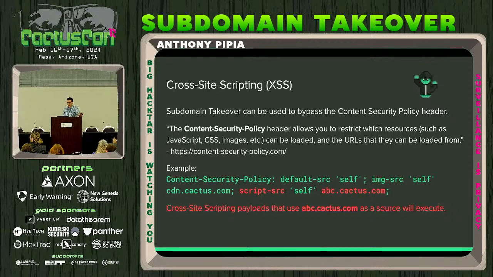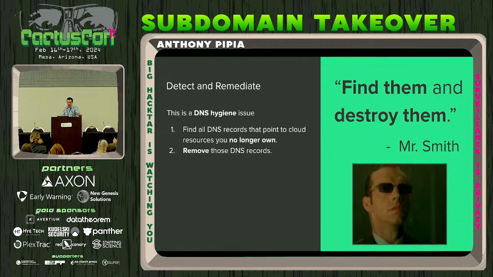So enough about the risks. They're pretty dangerous. Let's talk about getting rid of them. So ultimately, it's a DNS hygiene issue. That's where the vulnerability is. It's not in the application code. It's in your DNS records. So you need to find all the DNS records that point to cloud resources that you no longer own, and remove those DNS records, or in the words of Mr. Smith, find them and destroy them.